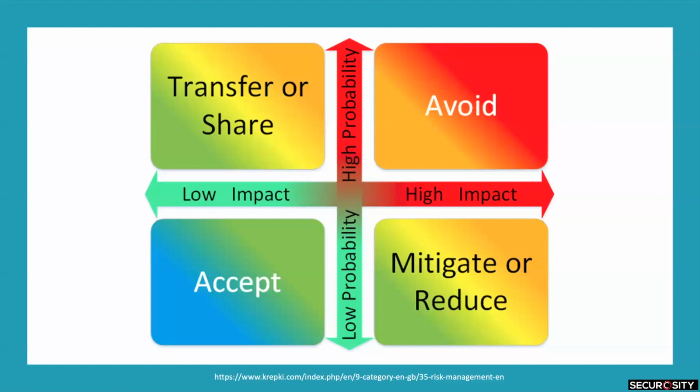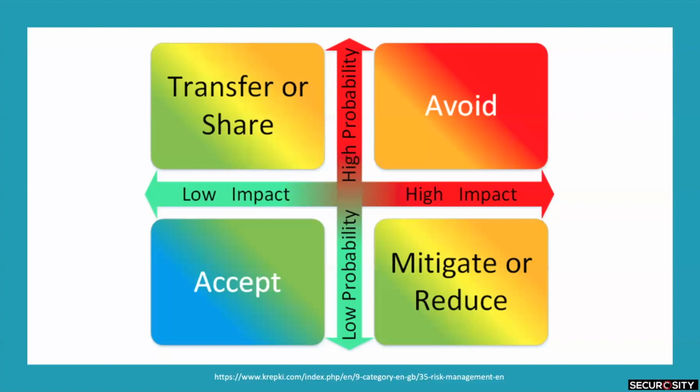Starting with the bottom left, accept: retain risk without doing anything about it. Then moving to the top, transfer or share risk to another party, such as a cyber insurance company. And to the right, avoid: stop performing certain tasks or processes if risks are too significant to mitigate with any other options. And finally, the bottom right, mitigate or reduce risk by implementing controls.